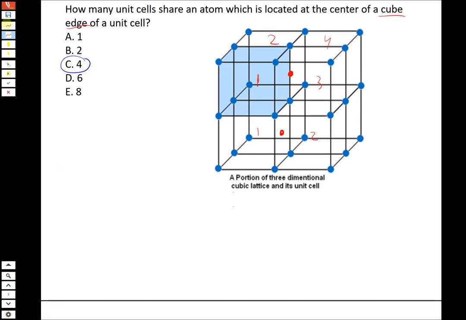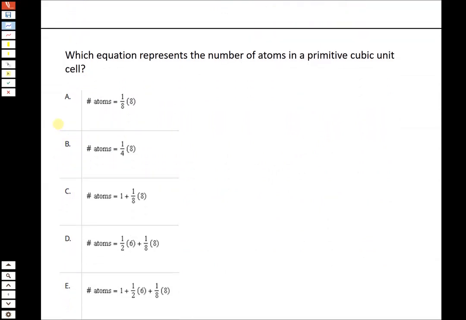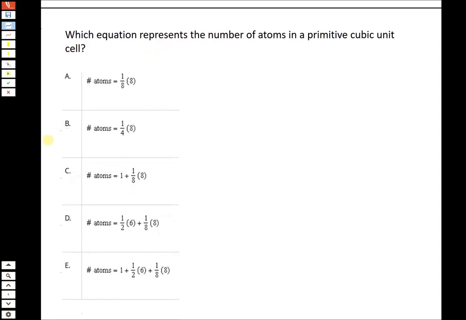So counting the different positions in a cell and knowing how they're shared between neighboring unit cells is one of the more important things we want you to understand from this part of the course. So then the next few problems deal with actually counting how many total atoms are in different types of cubic unit cells. So the first one here wants to know which equation represents the number of atoms in a primitive cubic cell. I hope you can see the answer choices okay.